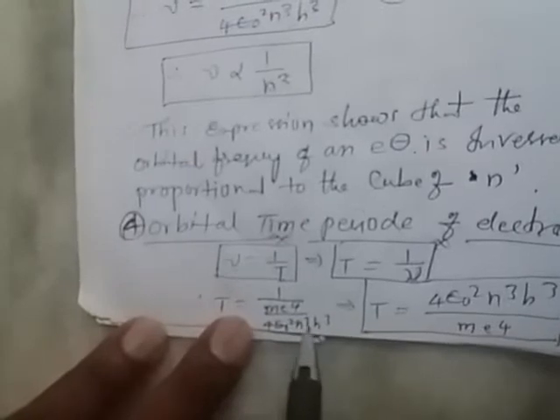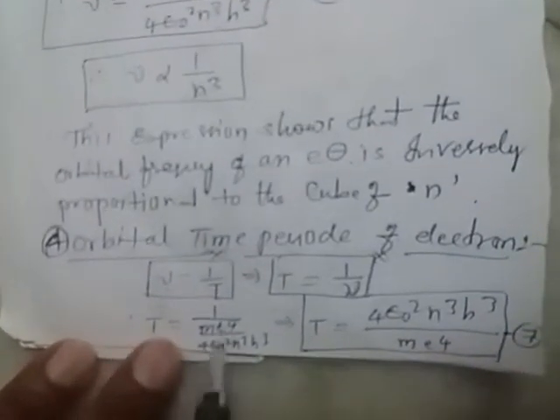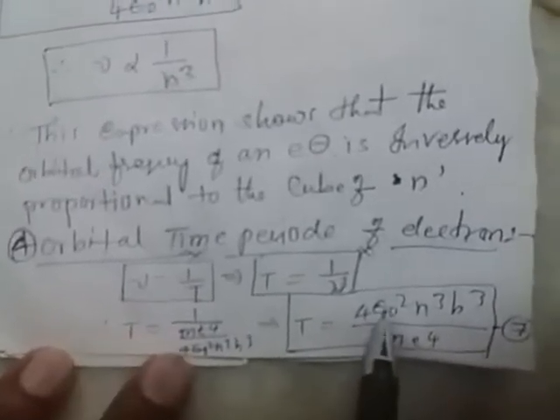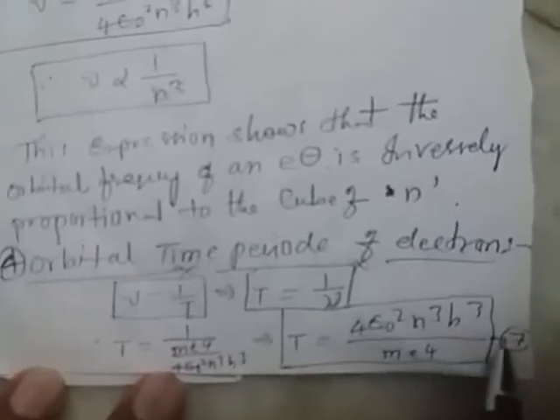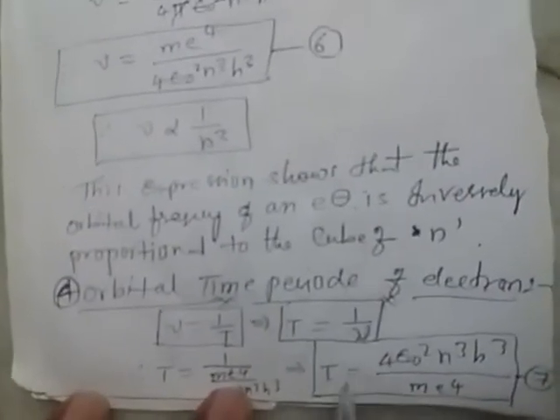The numerator goes to the denominator and the denominator goes upward. T is equal to 4 epsilon naught square n cube h cube by m e to the power of 4. This is equation 7. This is called the time period of an orbit of an electron, the orbital time period of an electron.